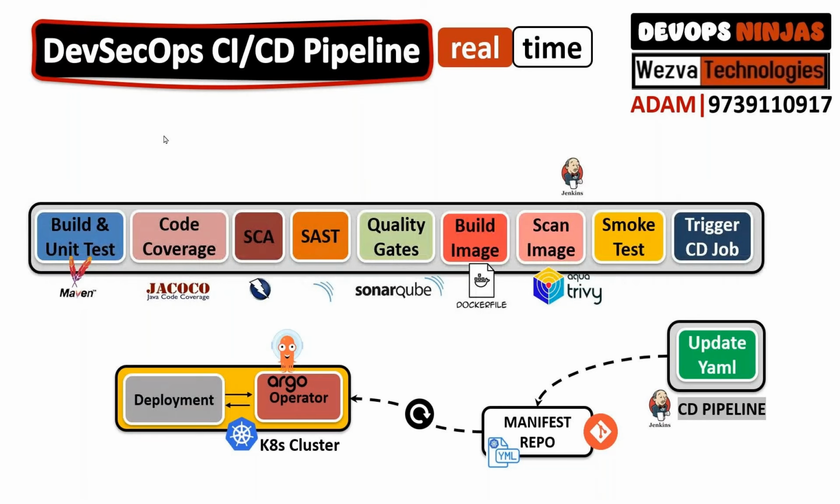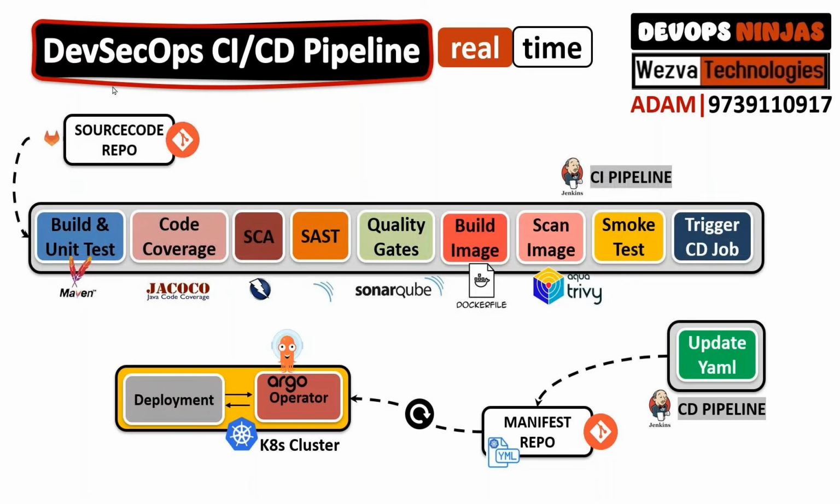So my build pipeline, which is the CI pipeline, will get triggered whenever a commit happens in your source code repo. And all we have to do now is, at the end, add another stage wherein, in Jenkins, we have a concept called a downstream job. One job can call another job.